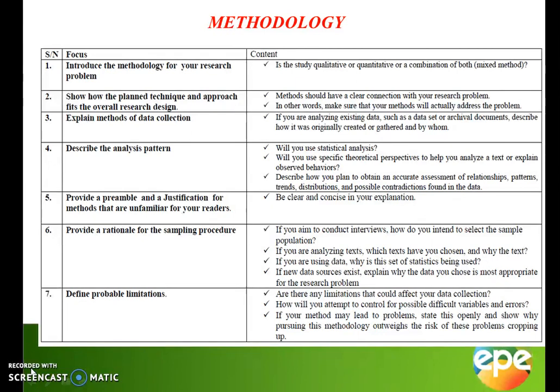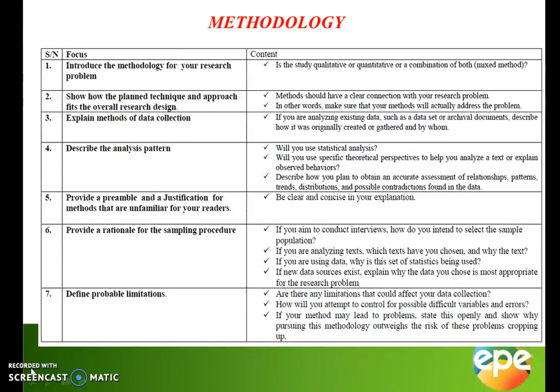The third aspect of methodology: you need to explain the methods of data collection, whether it is primary data or data already in the public domain that you can easily access. The fourth point is that you need to describe the analysis pattern. Will you use statistical analysis? Will you use specific theoretical perspectives? How do you intend to go about the accurate assessment of the patterns, trends, relationships, distribution, and possible contradictions found in the data set?